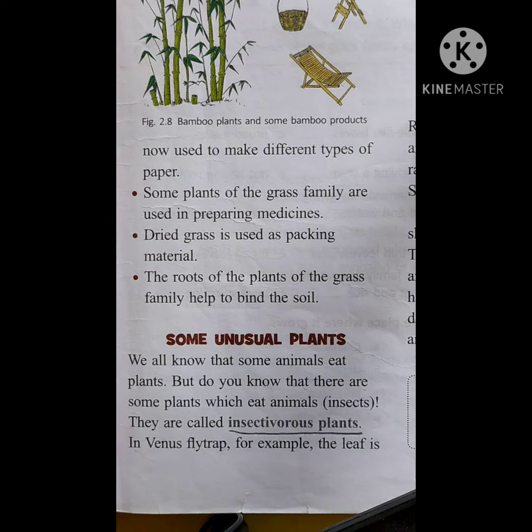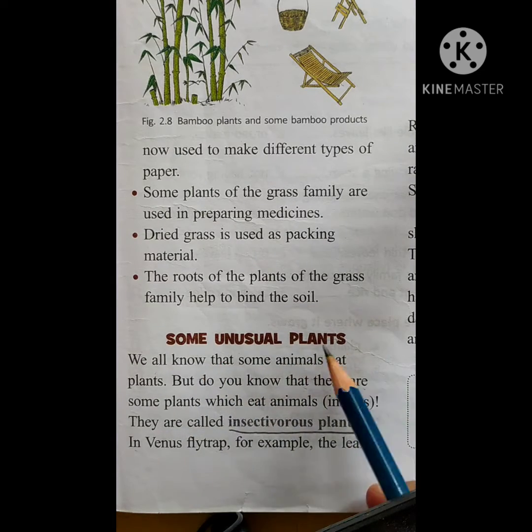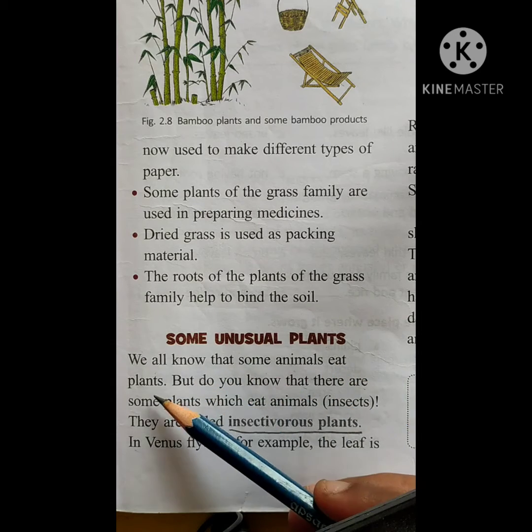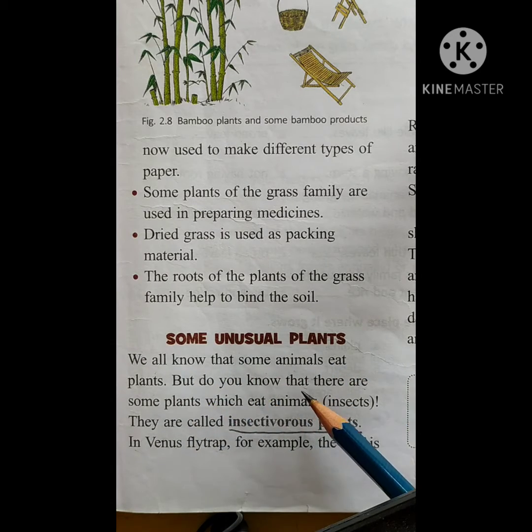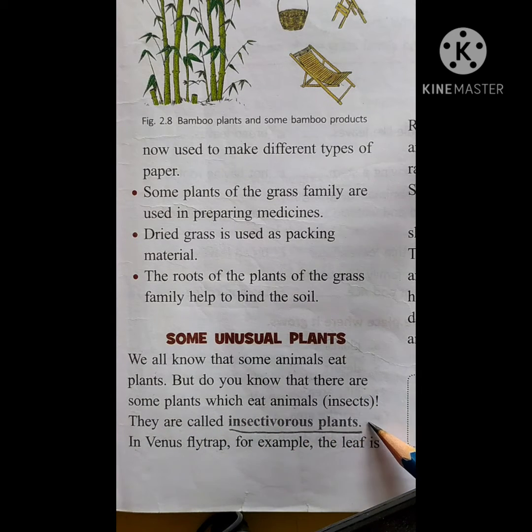Yesterday we completed plants of the grass family, right? So today we are going to complete the lesson. Here just see some unusual plants. We all know that some plants eat plants. But do you know that there are some plants which eat animals, and those animals are insects? They are called insectivorous plants.